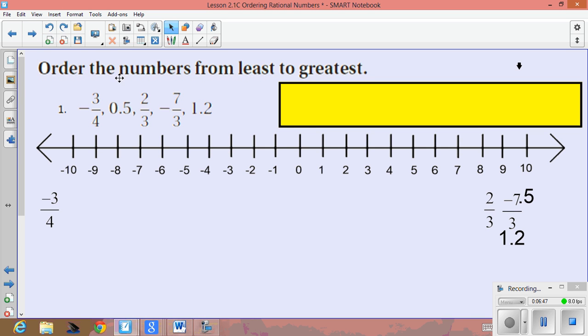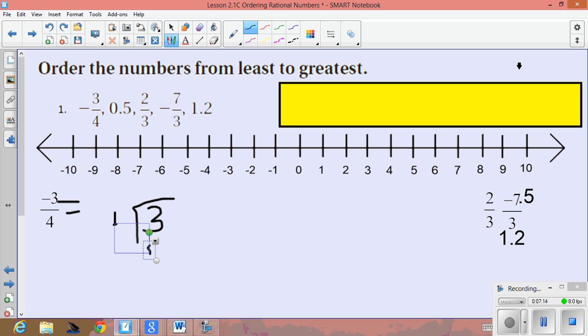We're going to take the following 5 rational numbers and we're going to order them from least to greatest. Remember, they're called rational because every one of these numbers can be rewritten as fractions. So let's take a look at our board here. I have negative 3/4, and we're going to rewrite that as a decimal. So 3 is being divided by 4.